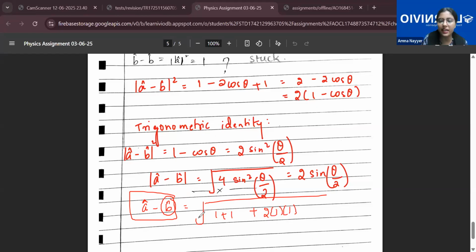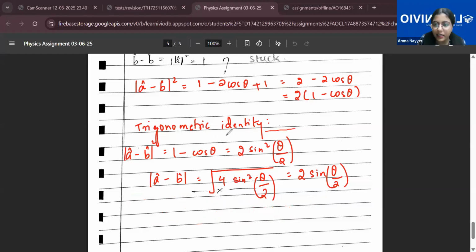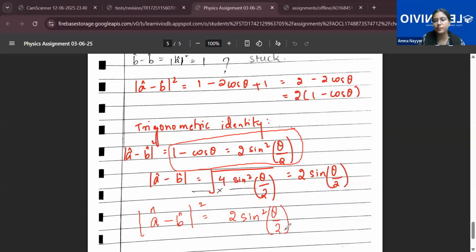A minus b vector, when we have them, how do we write them? This is how we write them. Cos theta. So this will become 1 minus cos theta when you take the common. The trigonometric identity is 1 minus cos theta is equal to 2 sine square theta by 2. So this is whole square. Remember, a cap minus b cap whole square is equal to 2 sine square theta by 2. Okay. So when you take the root of it, this becomes sine theta by 2.